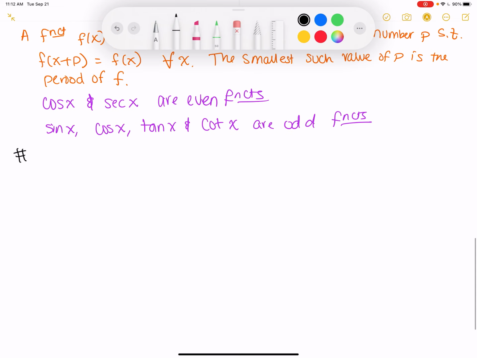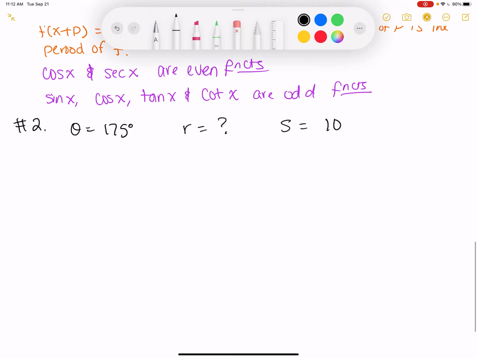So, number 2. We have theta is 175 degrees. Radius is what we're trying to find, and arc length, which is S, is 10. So how do I convert that theta into radians? Divide it by 180 and multiply it by pi. So 175 divided by 180, multiply by pi.